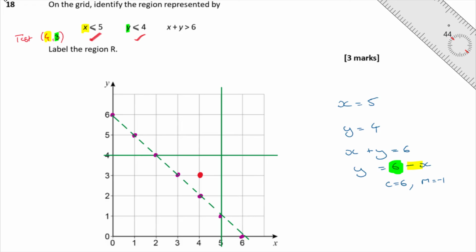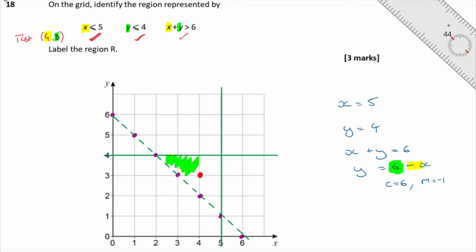And then finally, is x plus y greater than 6? So if I take my x value 4 and I add on my y value 3, is that more than 6? Well, yes it is, because 4 plus 3 is 7, so that one is true as well. So in this case, all three of my inequalities are true for that coordinate 4, 3. That means I've found a point within the region, and my region is that area between those three lines. So I'm going to shade it, and I'm going to label it R.